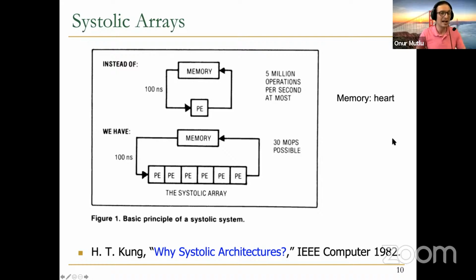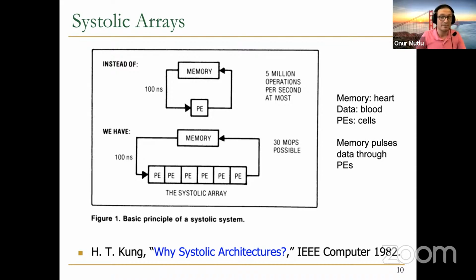It's pumping blood to the cells that are processing elements. So data is blood and processing elements are cells. And memory pulses data through the processing elements. So if you think about our heart, we have a vein system where data or blood flows through the cells, right? And the cells really operate on that blood to do whatever they need to do, right? Cells are not individually connected to memory one by one, and we don't have a single cell. Otherwise, that would not be scalable.